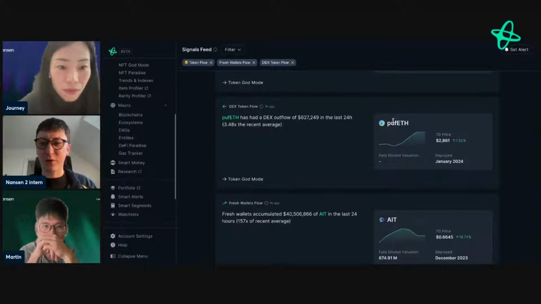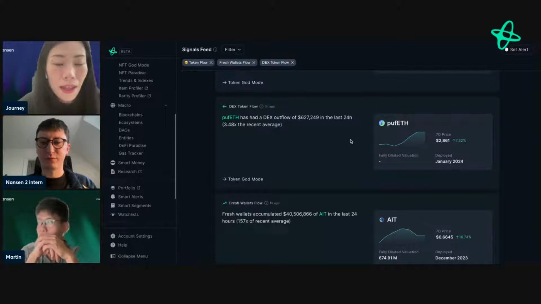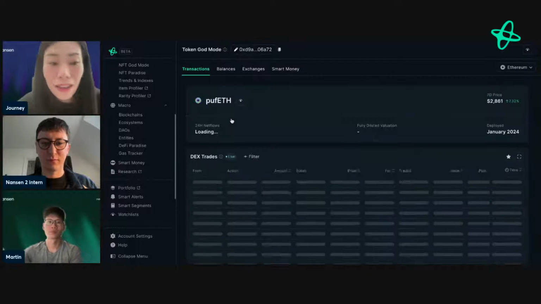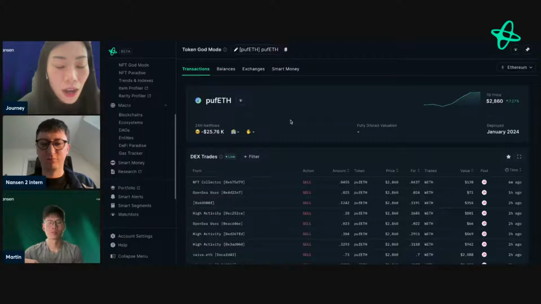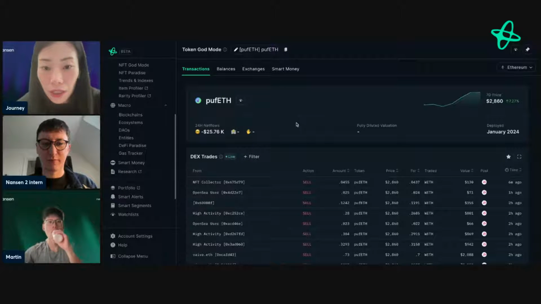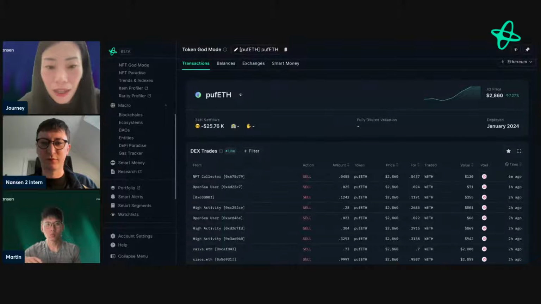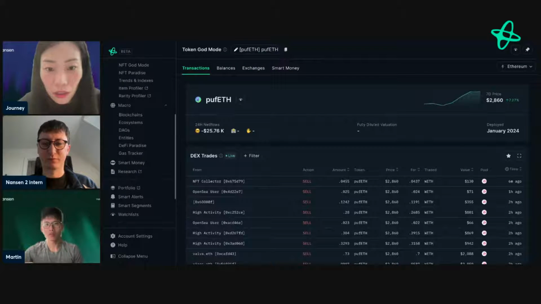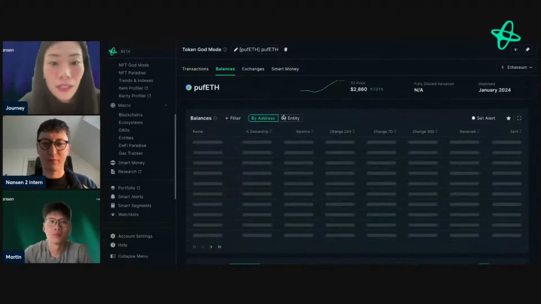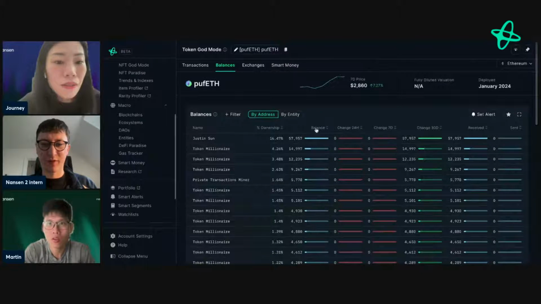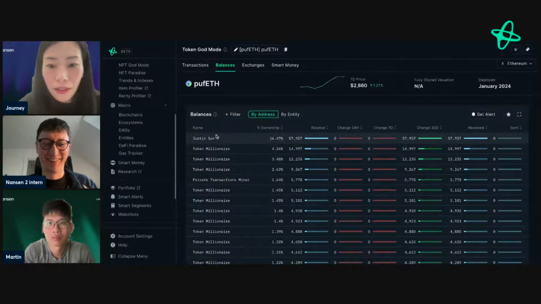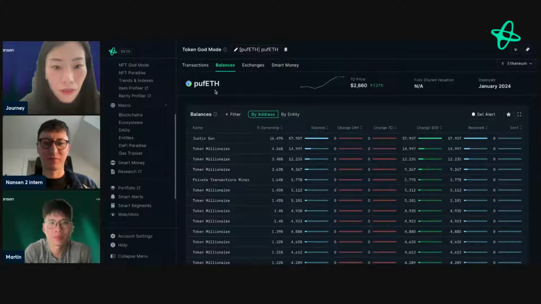So do you know what that's all about? Yeah, basically you can stake ETH to farm. Let me check my notes. This is definitely a contract that, before we received the smart alerts, we didn't know what it was about. So this is a hot contract, right? It received over 180 million in just two or three days. And we found out it actually belongs to Puffer Finance.